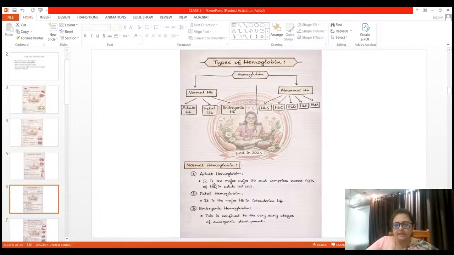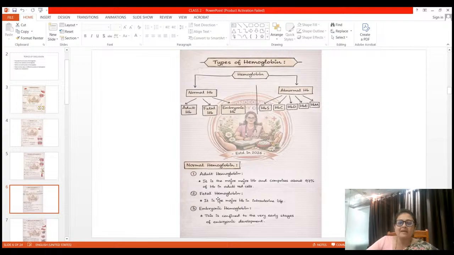Adult hemoglobin is a major hemoglobin and comprises about 97% of hemoglobin in adult red cells. It is also called HbA, hemoglobin A or adult hemoglobin. Next is fetal hemoglobin. It is the major hemoglobin in intrauterine life.